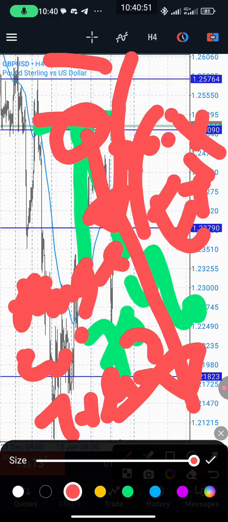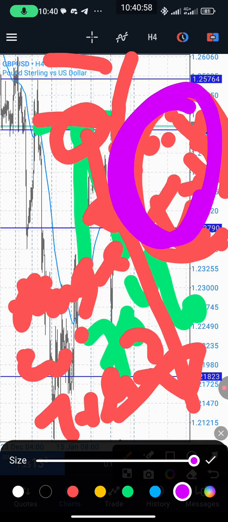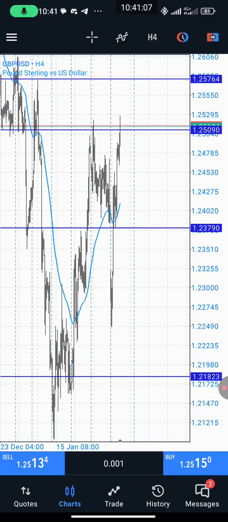Most strategies, when they tell you that most strategies work, what they're actually talking about is this exit. Okay, if you use the right exit, most strategies will work. So that is it. We're going to stop right here.